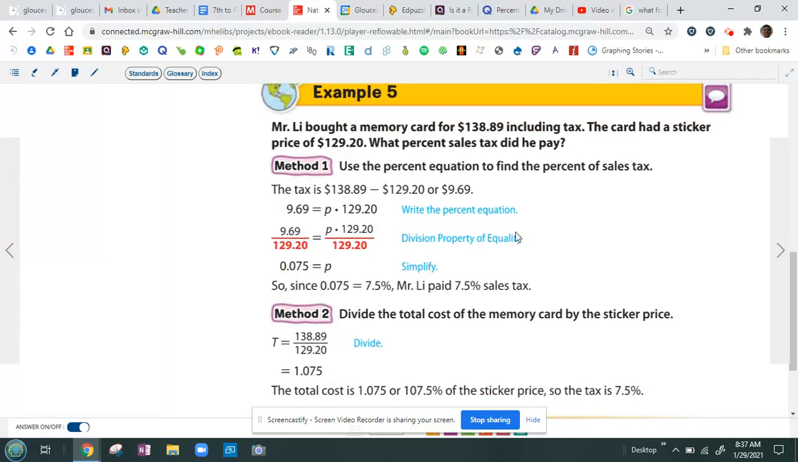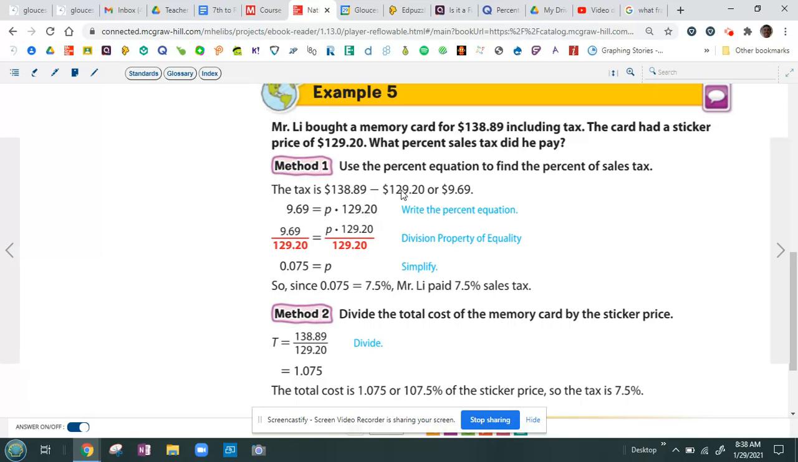All right. Now, this one is tricky, okay? You are going to be finding the percent sales tax, all right? So, this is what Mr. Lee spent, but this included the tax. So the actual cost of the car without tax is $129.20. So how do we do this? Well, we just have to figure out what the tax is, because that's going to be our part. The original cost is our whole, and then we can solve the percent proportion.